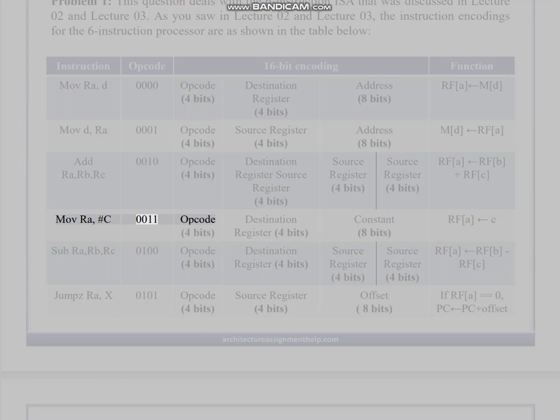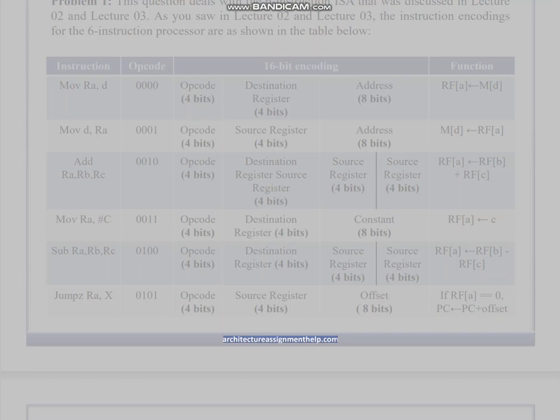MOVRA, #C: 0011 opcode, 4 bits, destination register, 4 bits, constant, 8 bits, RF[A] = C. Sub RA, RB, RC: 0100 opcode, 4 bits, destination register, 4 bits, source register, 4 bits, source register, 4 bits, RF[A] = RF[B] - RF[C]. Jumps RA, X: 0101 opcode, 4 bits, source register, 4 bits, offset, 8 bits, if RF[A] == 0, PC = PC + offset.